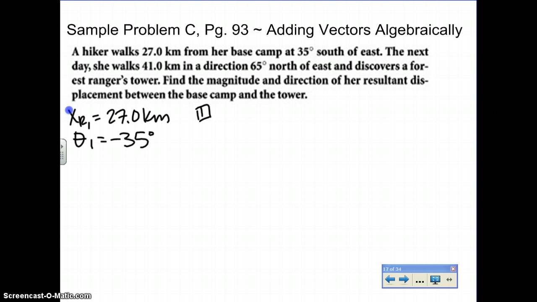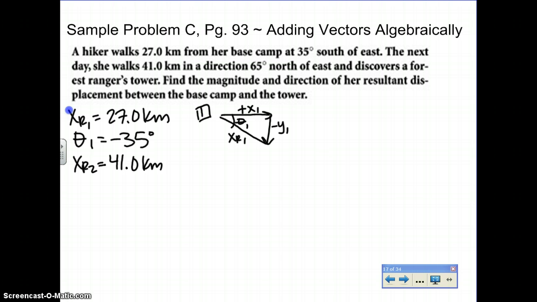So your day 1 triangle, notice how I'm doing that, has east and then south. So here's your theta 1, here's your positive x1, here's your negative y1 that you're going to solve for, and here's xr1.